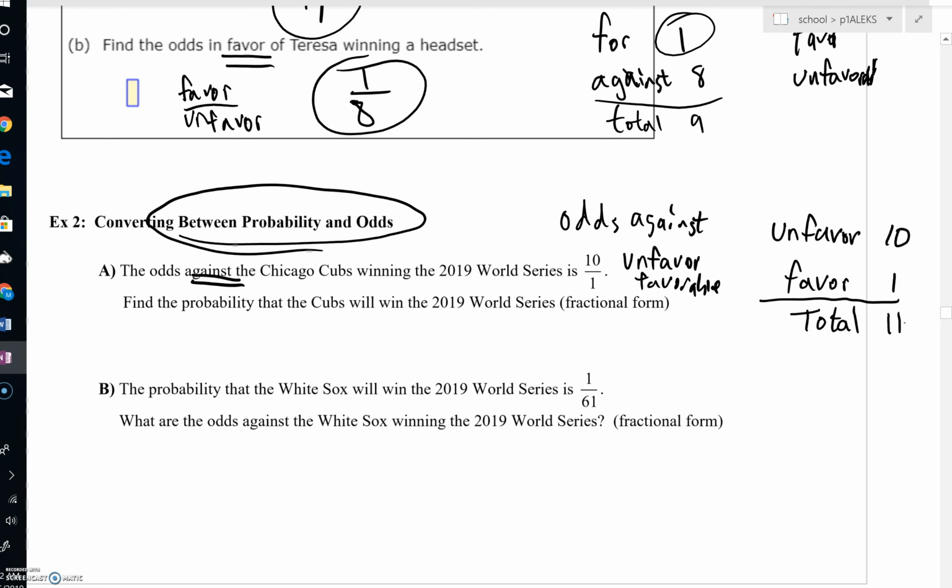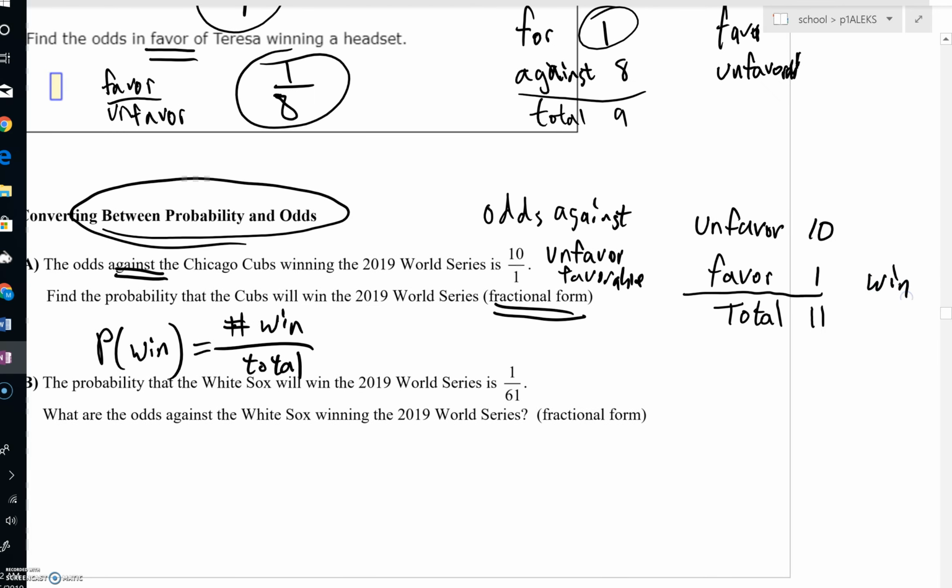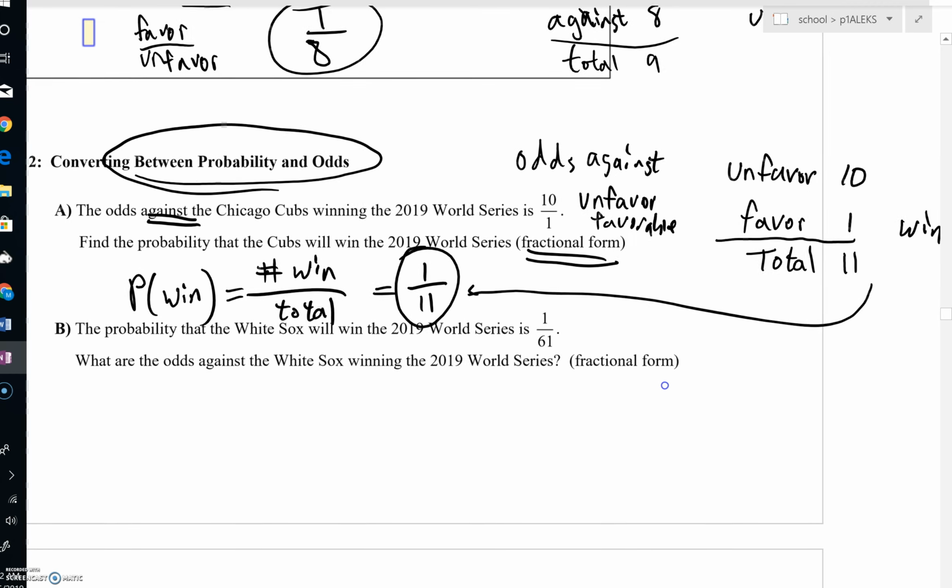So we want to know the probability that the Cubs will win, and we're going to write this as a fraction. The probability that we're going to win is that we want to take the number of ways that they can win divided by the total. And you can see the favorable is actually the winning right here. So it's 1 out of 11. The total here is 11. So that's going to be your probability that the Cubs will win. So that's the difference between working with the odds and converting it into a probability. Very, very similar problem.